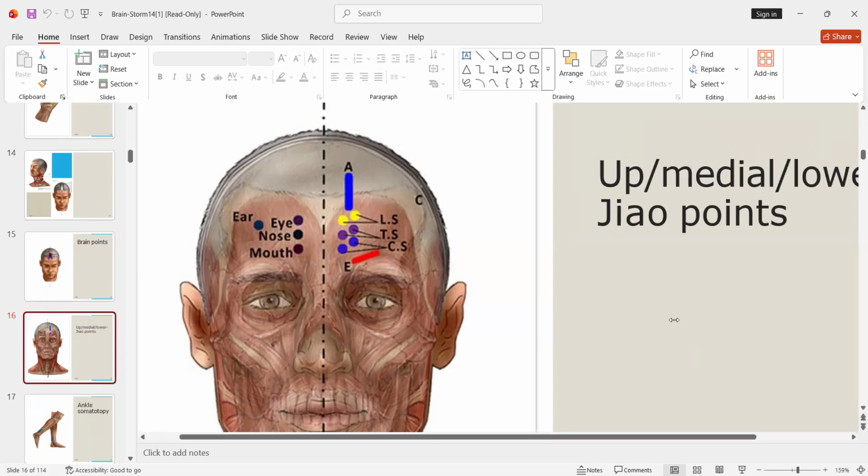Here is the point A. Eyes, nose and mouth. When you have problems in your face region, use point A with eyes, nose, mouth. If you have an eye problem, use the eye point. If you have a nose problem, use the nose point with A point. And if you have a mouth problem or facial paralysis, then you can use point A and the mouth point.